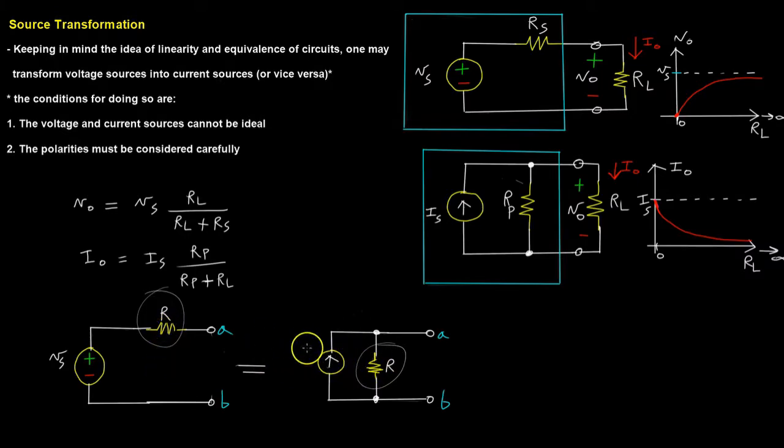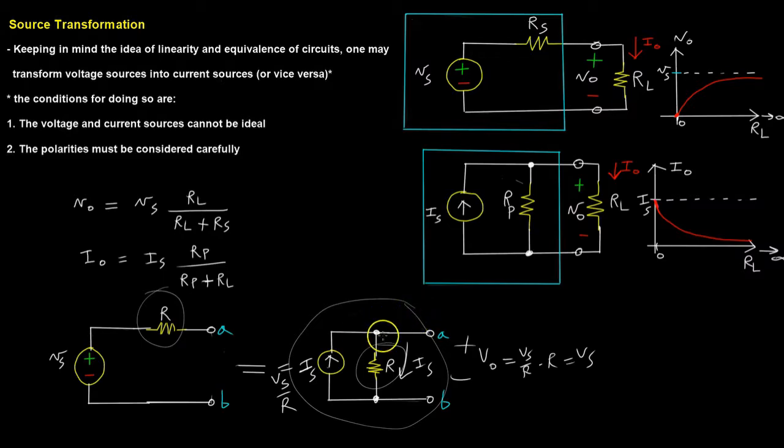And if you don't have a load and you simply have this Vs over R here, you can see that if there's no load across these terminals, you would have the entire IS flowing through this resistor R, and we can find the output voltage in that way. And so the output voltage would be IS, which is Vs over R, multiplied by R, and that would simply be Vs.